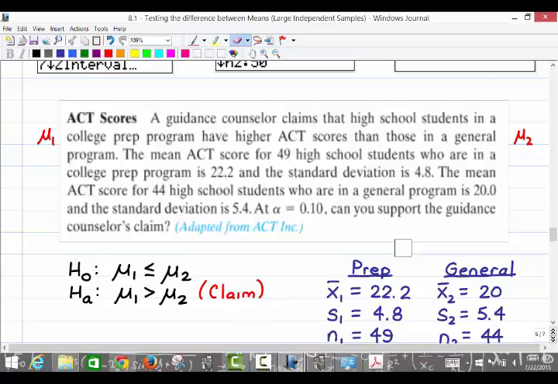Okay, a guidance counselor claims that the high school students in a college prep program have higher ACT scores than those in a general program. So we're going to treat the college prep program as group 1, and the general program as group 2.